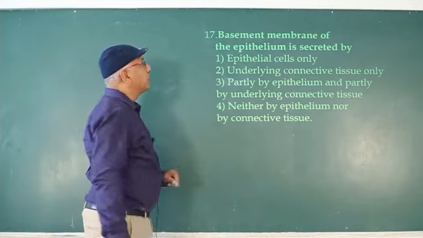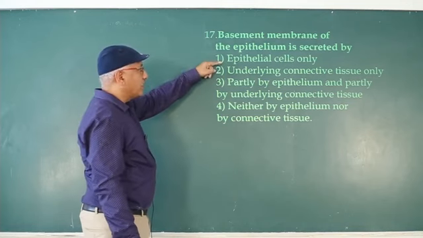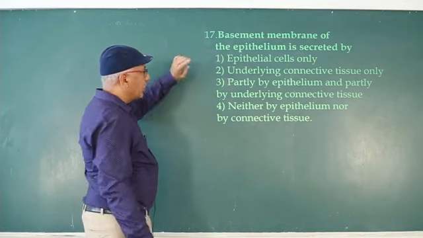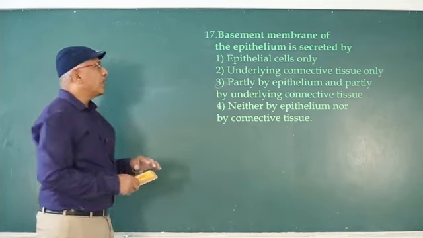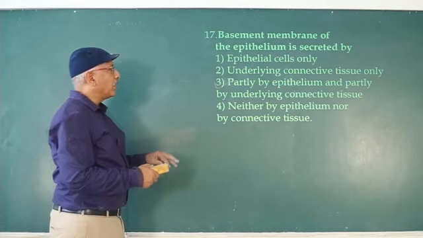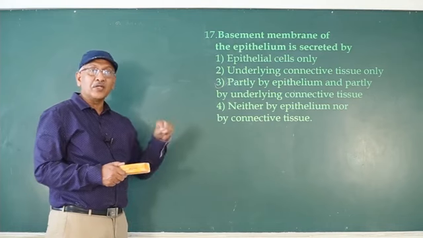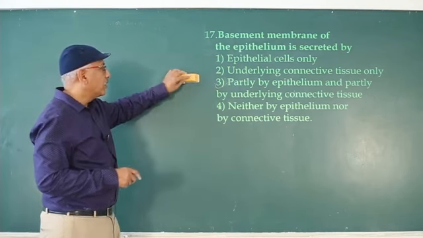Basement membrane of the epithelium is secreted by epithelial cells only: wrong. Epithelial cells secrete basal lamina. Underlying connective tissue only: wrong. So that's why the third one: partly by epithelium, that is basal lamina, and partly by underlying connective tissue, that is reticular connective tissue in the form of reticular lamina. So the answer is 3.